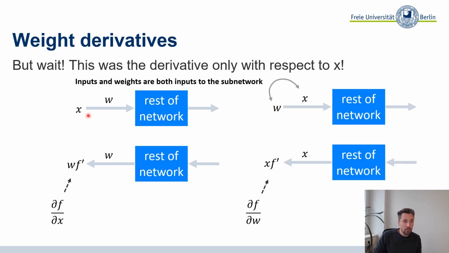But we can switch x and w. So w now is the input, and x is the weight. And that doesn't change the network's output, right? It's irrelevant how you put this. And now the backpropagated gradient will be multiplied by x rather than w to obtain df over dw.